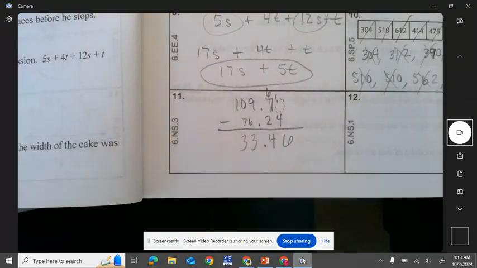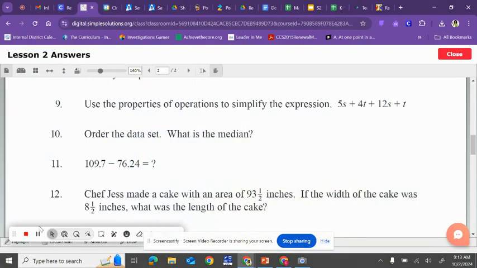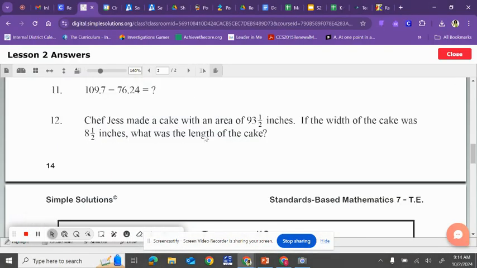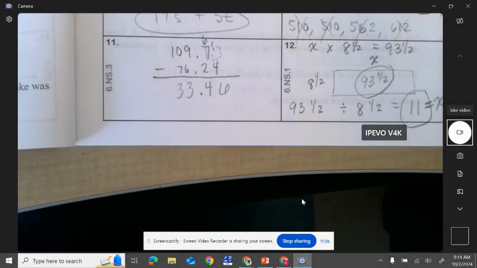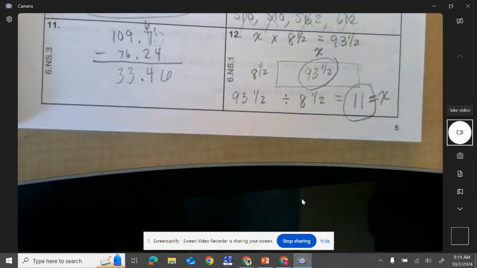Line up the decimal point, you need a placeholder 0, and you need to borrow. All right, the last one, the area is length times width, so you can do the area divided by the width, and by using division, you should be able to get the answer is 11. The answer is 11.